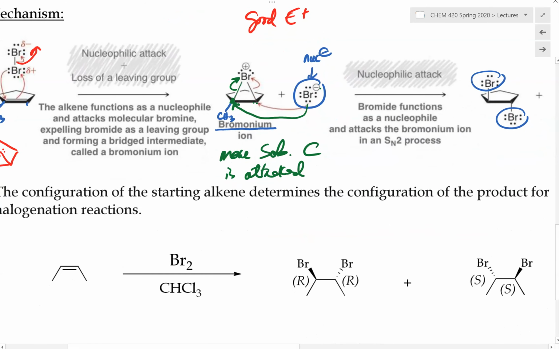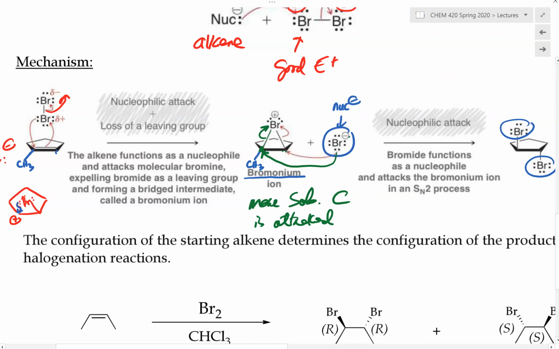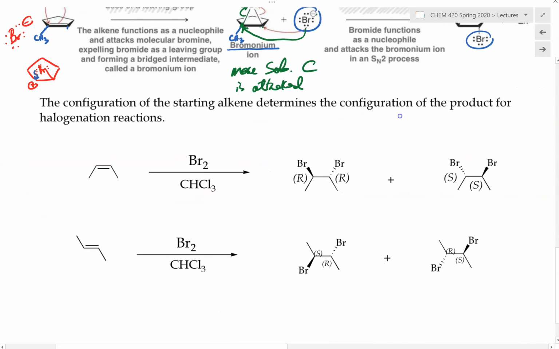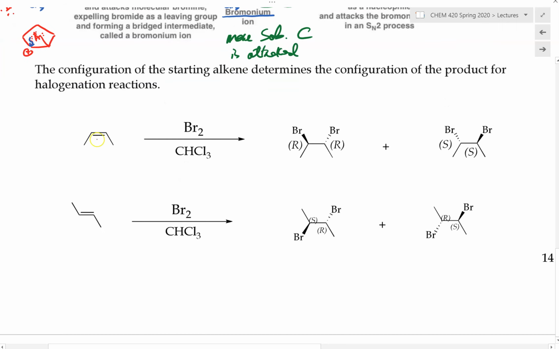So that's the reaction mechanism of this, and that's why it explains the anti-addition product that we have observed in this halogenation reaction. And overall, the configuration of the starting alkene really must dictate the outcome of the product in terms of what kind of stereochemical outcome we will be getting. For an example, we would have this alkene right here where we have a cis alkene.